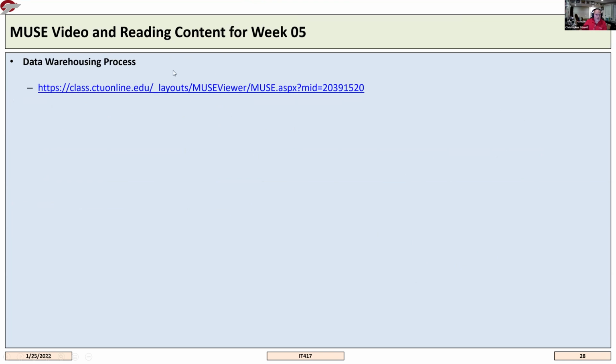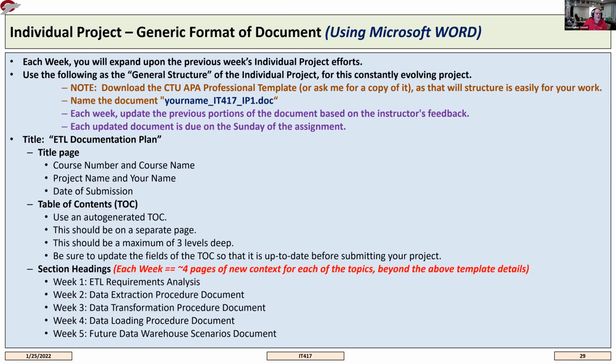So the whole process of data warehousing will go into week 5 as part of the reading material and the Muse content. The individual projects: there will be 2 different parts, and it's going to be 1 project required of you.